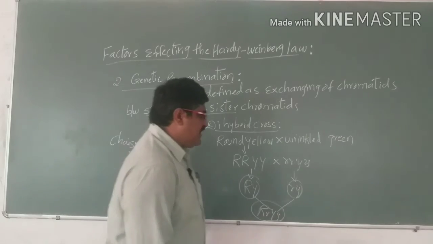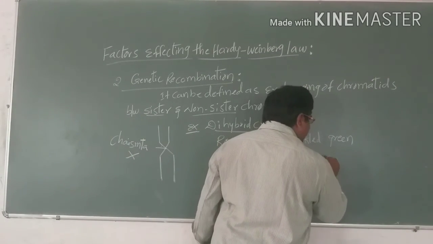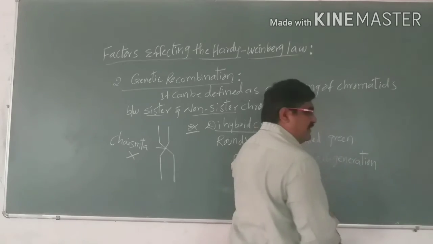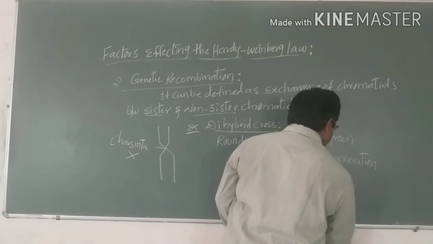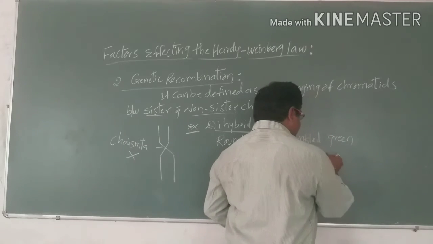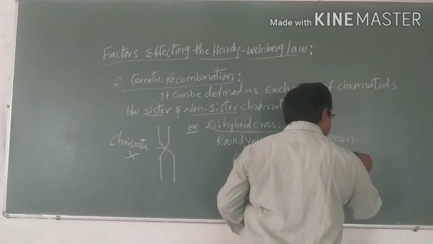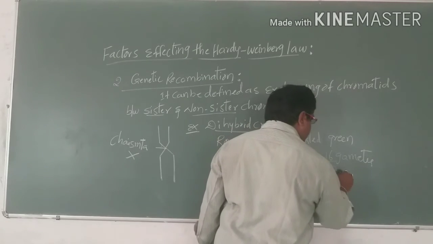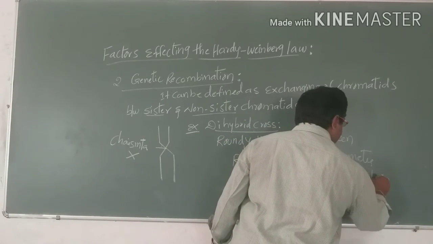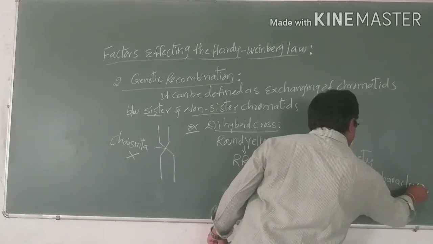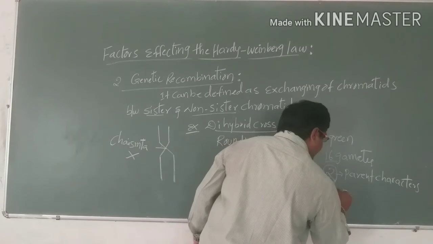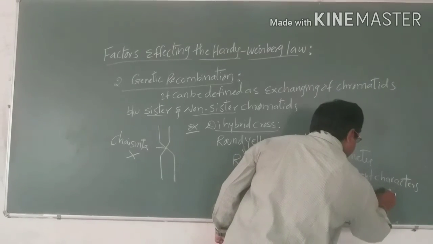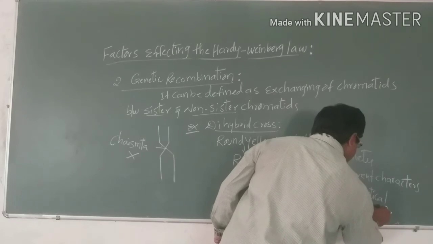When they are self-bred, we get 16 combinations, that means 16 gametes are present. Out of the 16, 2 are parental characters, and the remaining 14 are genetic recombinations.